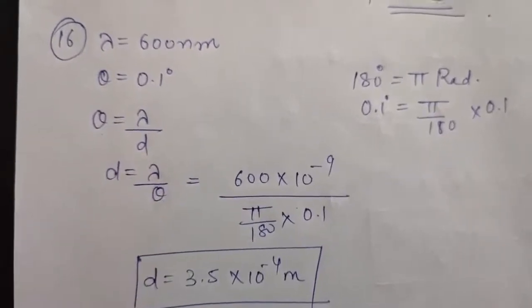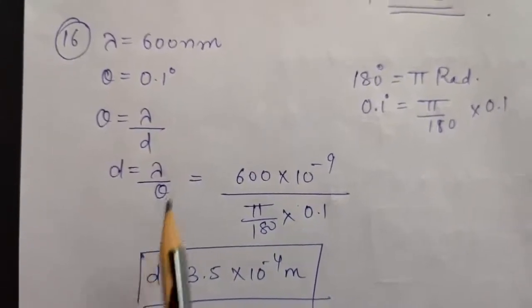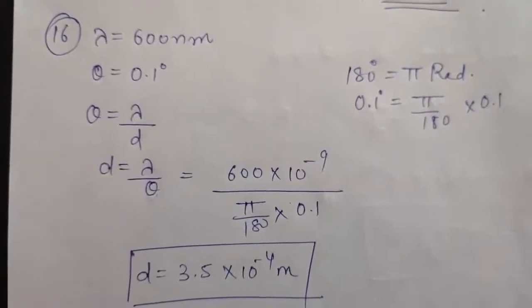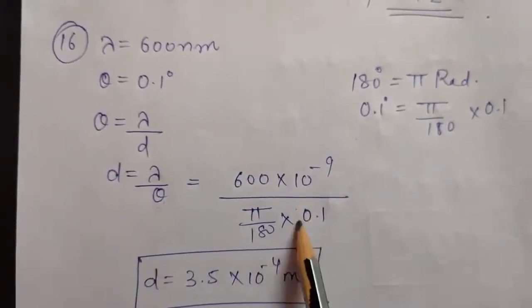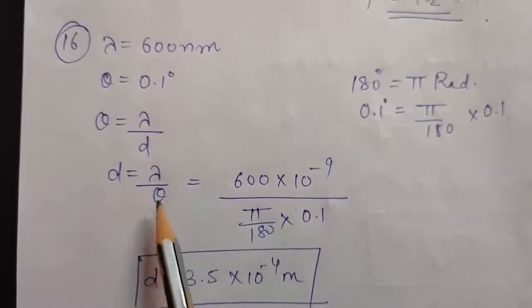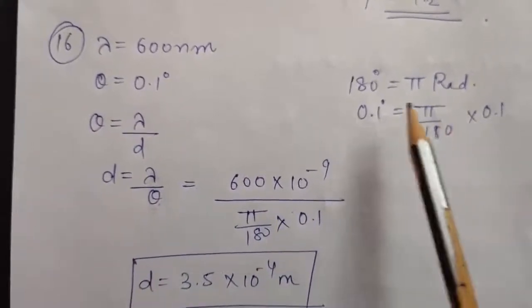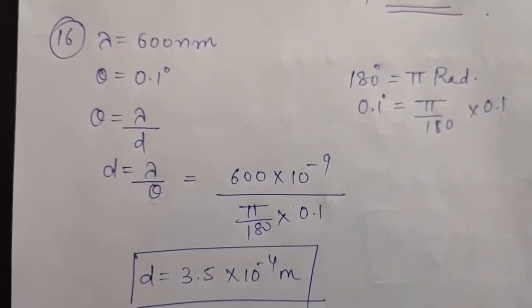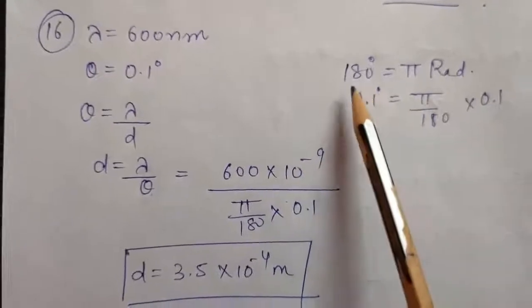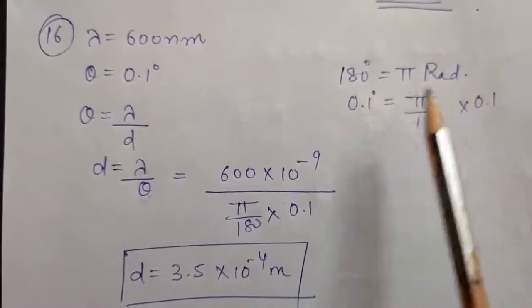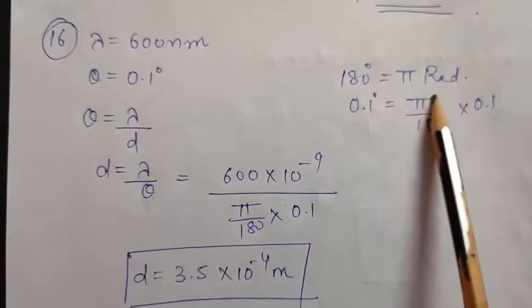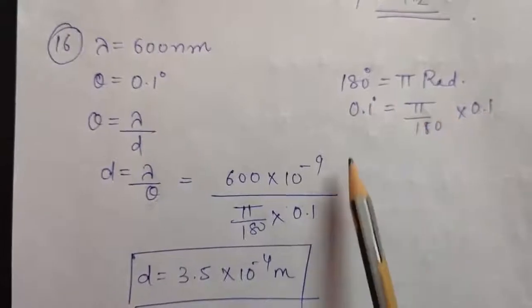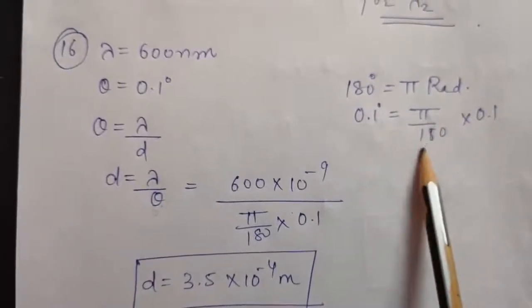Now the common mistake that students make here is that they put theta directly to be 0.1 degrees, but that is wrong. Always remember, when you are putting values in formulas, you will always put the value of theta in radians. So how do we find a relation between degrees and radians? The relation is that 180 degrees is equal to pi radians. From here you can calculate the value of any degree in radians. For example, here you are given 0.1 degree. By using the unitary method, 0.1 degree will come to be pi by 180 into 0.1.